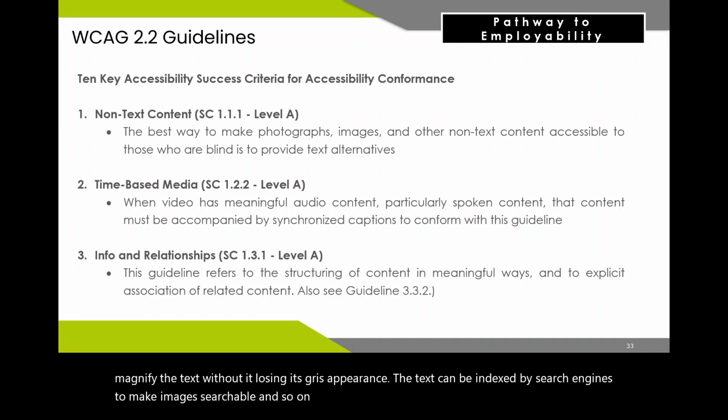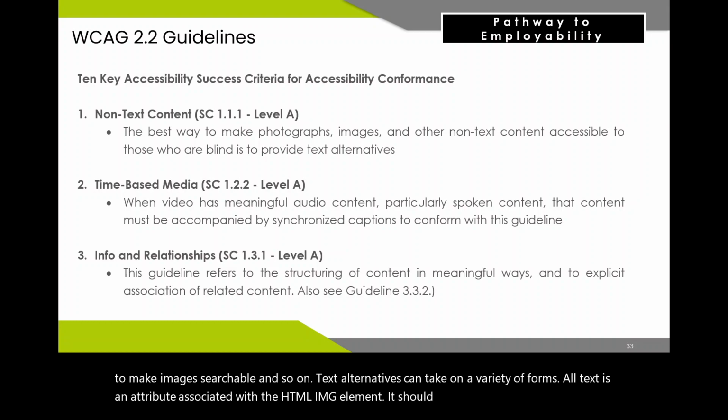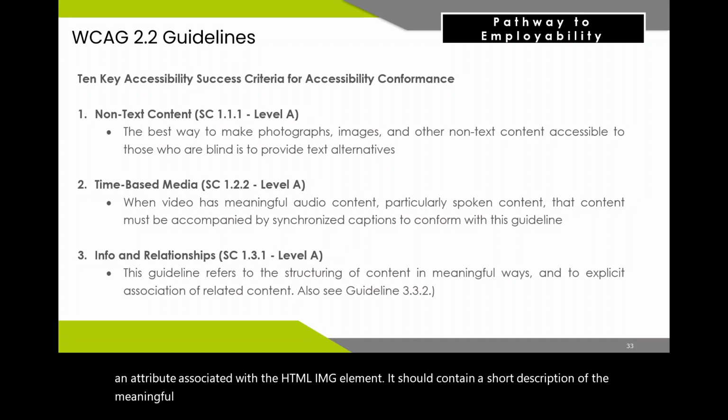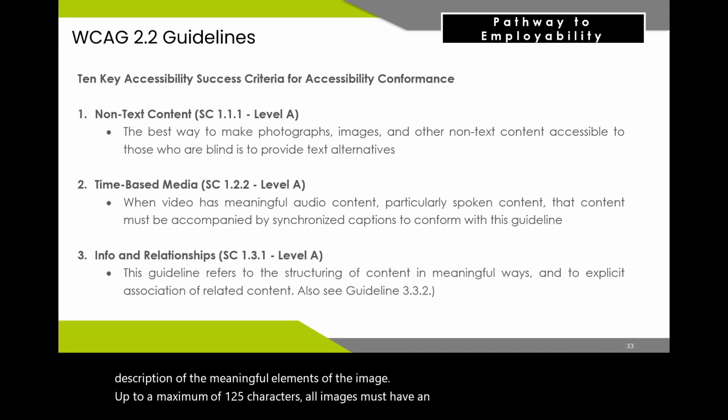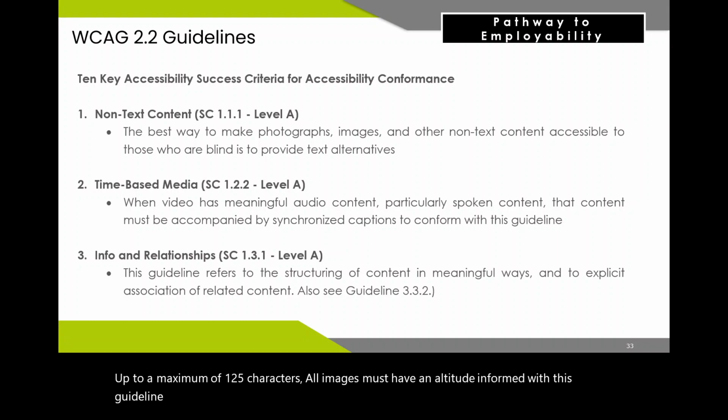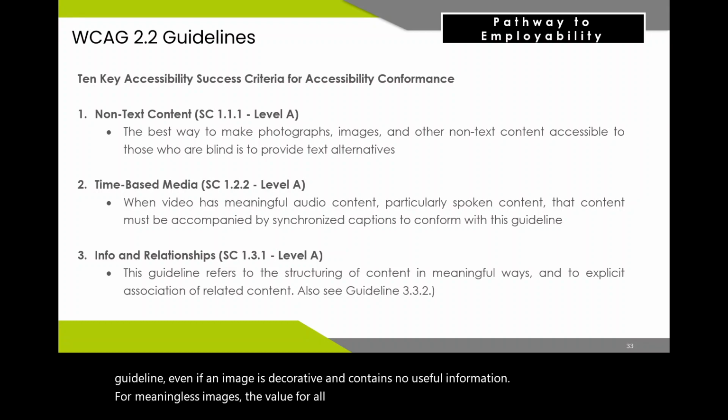Text alternatives can take on a variety of forms. Alt text is an attribute associated with the HTML IMG element. It should contain a short description of the meaningful elements of the image, up to a maximum of 125 characters. All images must have an alt attribute to conform with this guideline, even if an image is decorative and contains no useful information. For meaningless images, the value for alt is left empty, e.g., alt equals empty quotes. This forces assistive technologies to ignore the image.